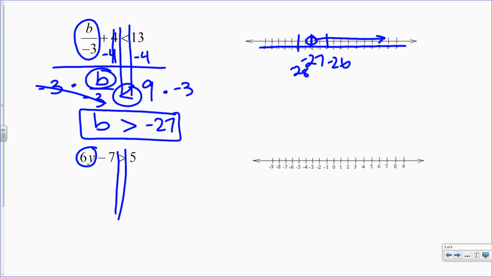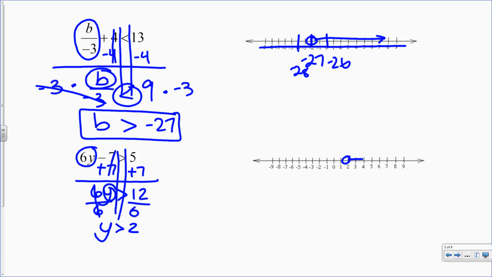On this next one, go back to your teeter-totter. Find your variable. You want to get that alone, so I'm going to add 7. So now I have 6y is greater than 12. Find my variable again. I'm going to divide by 6. And then we have y is greater than 2. I did not divide by a negative, so I do not need to flip the sign. So I'm going to go to 2. I will have an open circle. Y is greater than.